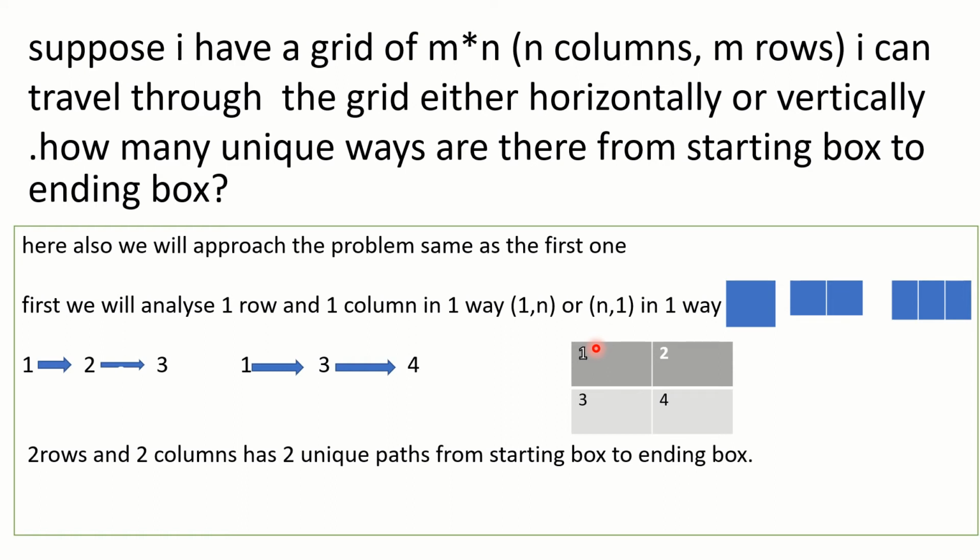I will find how many paths. Here I will go from 1 to 3, 3 to 4. This is one path. I will go from 1 to 2, 2 to 4. This is one path. So total two paths are there to reach from the first block to the fourth block. The first block is the starting one, the fourth block is the ending one. So there are two ways.